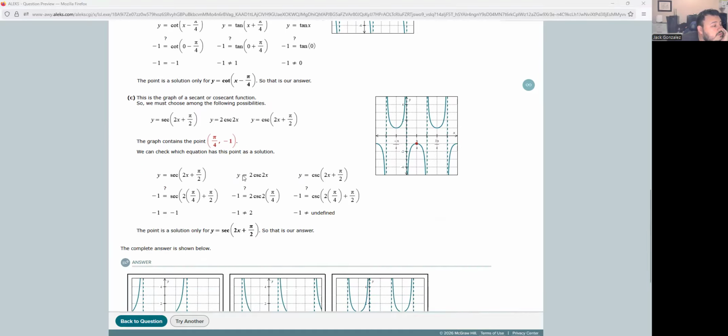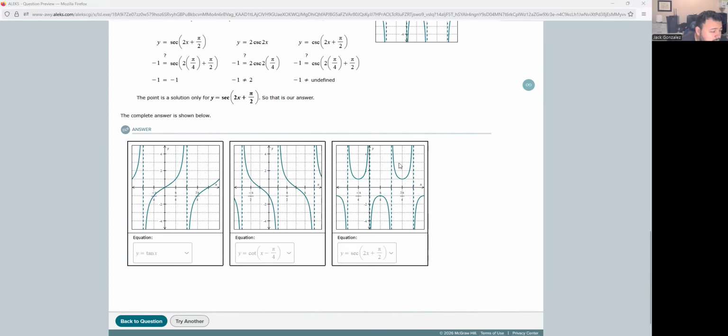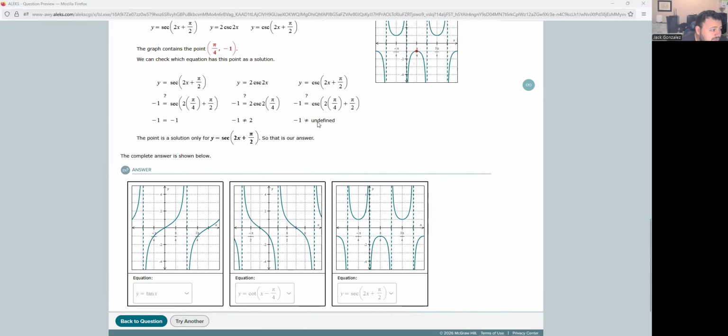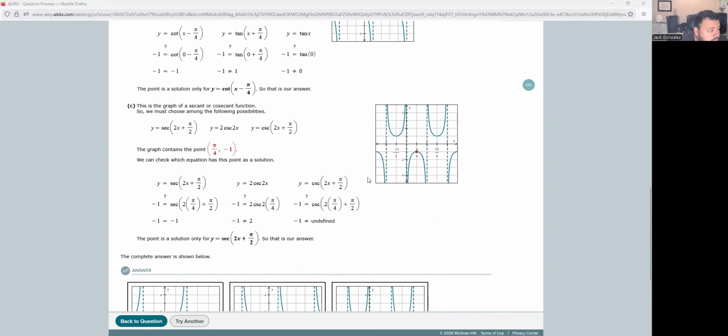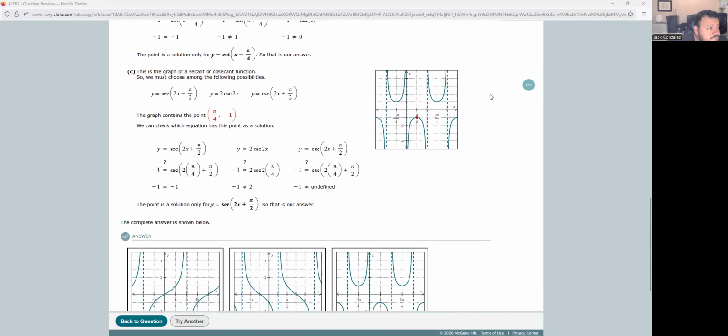And then part C, we said it has to be secant or cosecant. So pick a nice point that's easy to test and just plug it into any secant and cosecant problem. So that's how you would do it by hand, but you still need the calculator to get these values and test. So I would just graph them and verify.